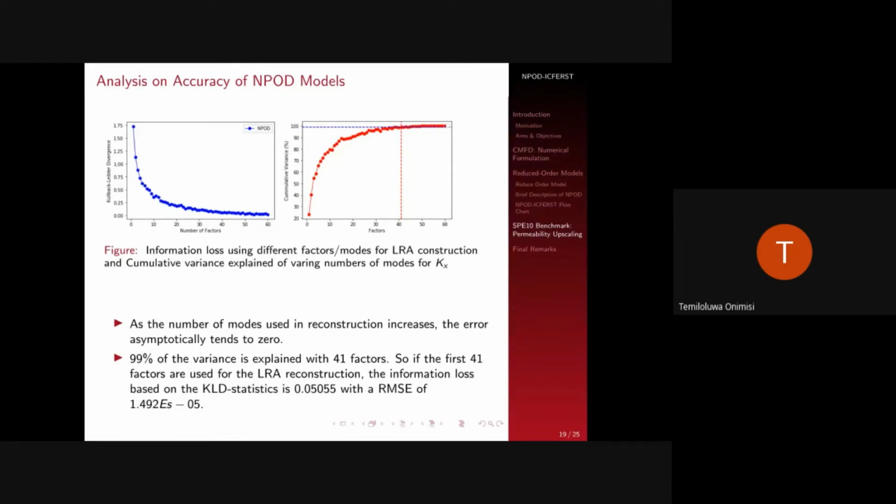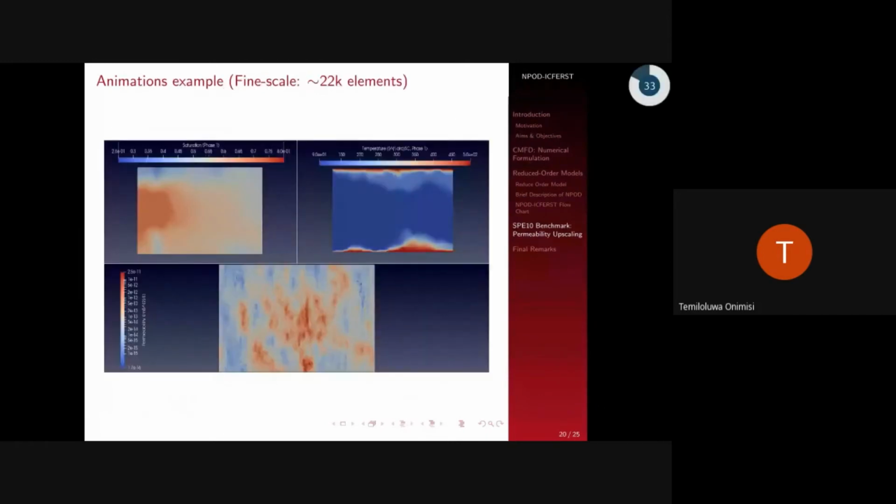So for our low rank approximation, 41 modes was used for the reconstruction, and this is consistent with and validates with the Kullback-Leibler divergence statistics, which is significantly acceptable. And also we have a minimum root mean square error. Next slide, please. And so after the statistics of our NPOD model, we've been able to statistically say, yes, using 41 modes will give us data very similar to the original data set.